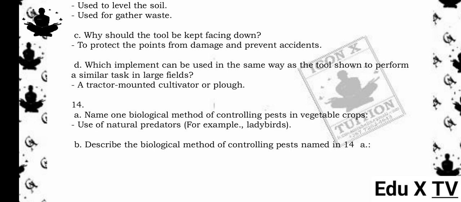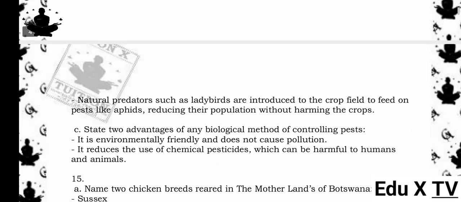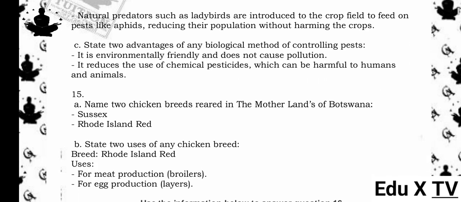14. A. Name 1 biological method of controlling pests in vegetable crops. Use of natural predators, for example, ladybirds. B. Describe the biological method of controlling pests named in 14a. Natural predators such as ladybirds are introduced to the crop field to feed on pests like aphids, reducing their population without harming the crops.